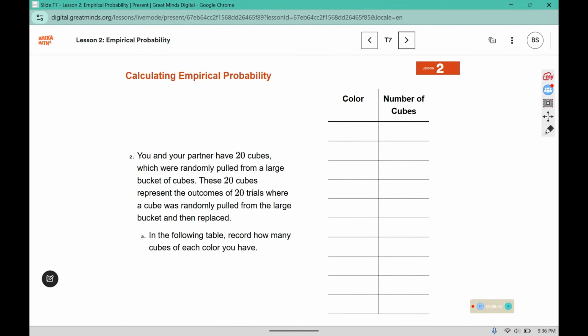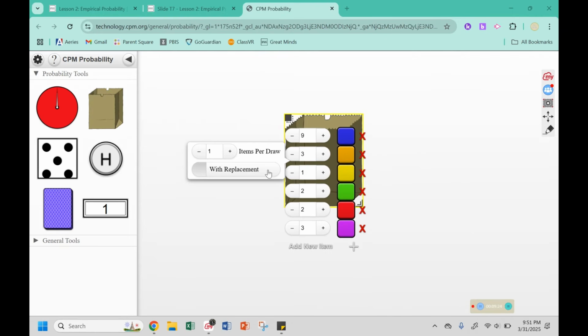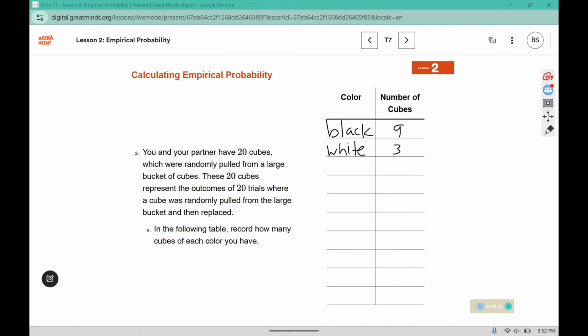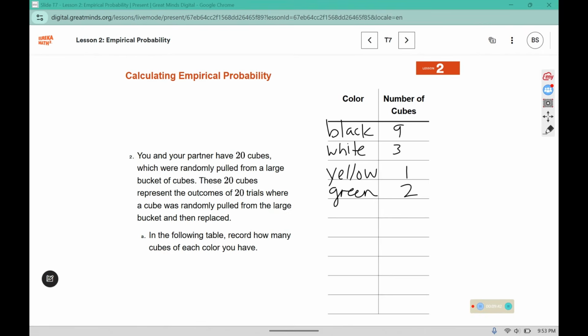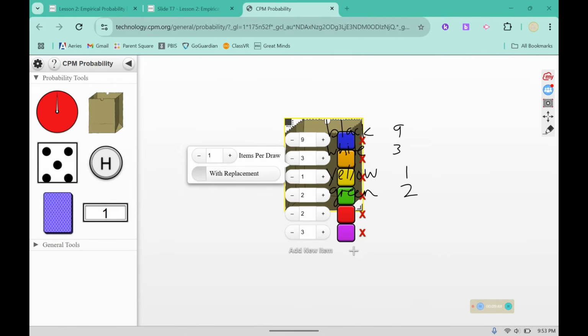It says you and your partner have 20 cubes, which were randomly pulled from a large bucket of cubes. These 20 cubes represent the outcome of 20 trials where a cube was randomly pulled from the large bucket and then replaced. In the following table, record how many cubes of each color you have. I'm not able to change the color to black or white here, so we have blue and orange instead. We're going to call this one black for the sake of the following questions, and then the orange we'll call white. Then we also need to record the other colors. We have 1 yellow, 2 green, 2 red, and 3 purple.